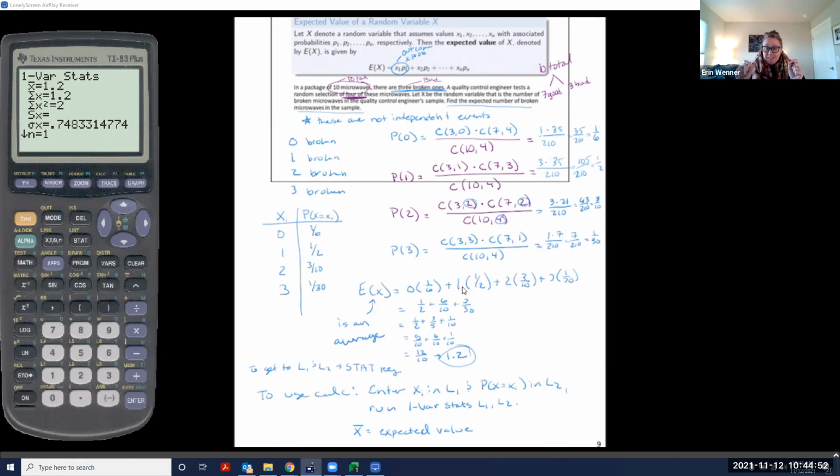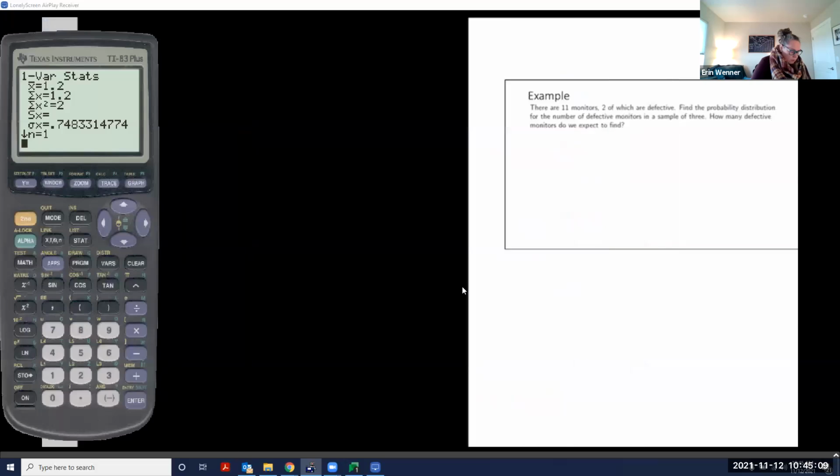Knowing that it's not independent means that we have to use those combinations to calculate the probabilities versus using binomial probabilities like we did on Wednesday. And again, you want to find all the individual probabilities, then you can find the expected value.